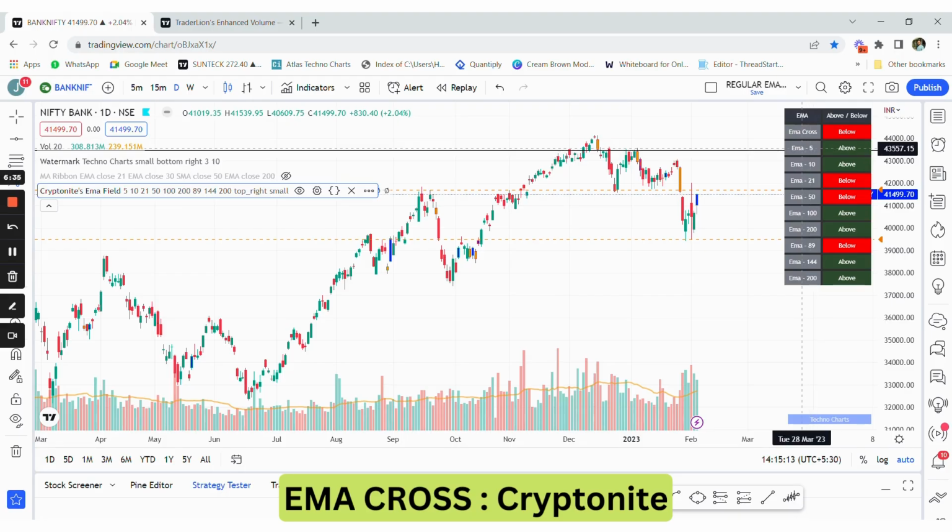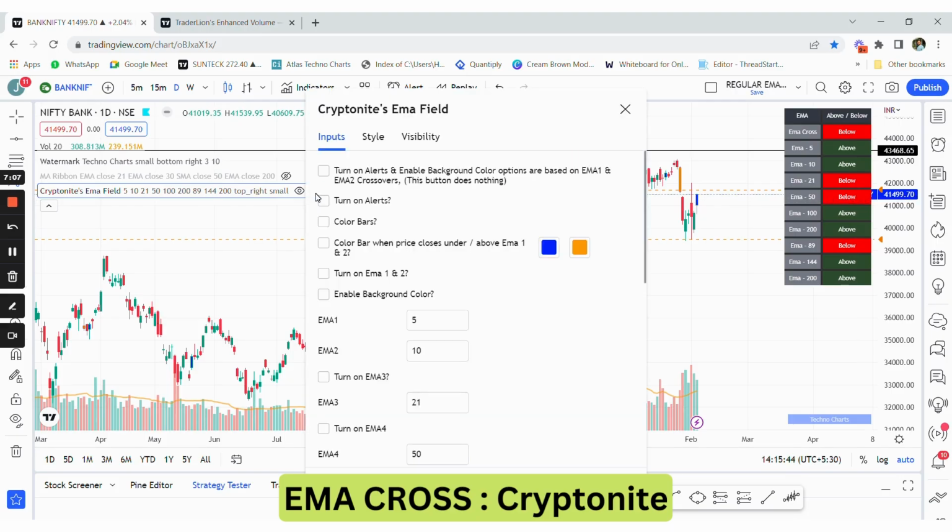If we see that the stock price or the index price is below the short term EMAs, that is 5, 10, 21, 50, then we can assume that the short term trend of the index or the stock is bearish. And if we have the stock price above the moving averages, then we can assume that basically the stock is in a bullish position here. So this moving average by Cryptonite's EMA can help you to understand the trend of the stock.